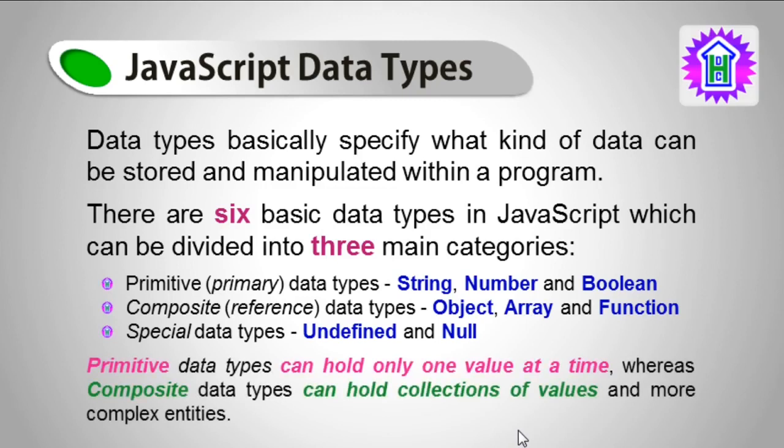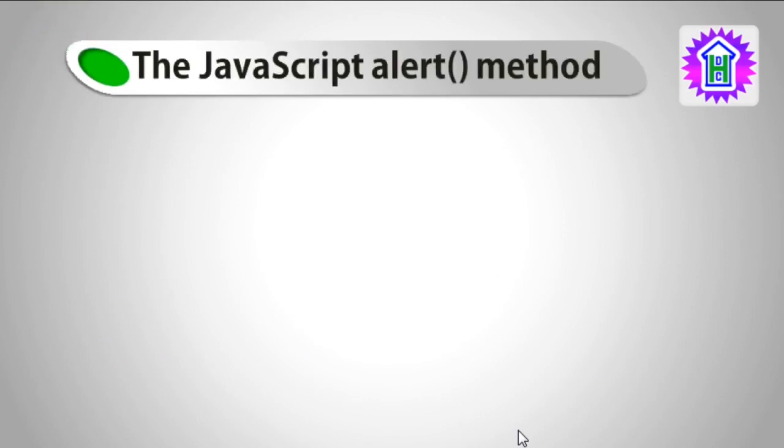Primitive data types can hold only one value at a time, whereas composite data types can hold a collection of values and more complex entries. Now let us do some coding in JavaScript. First, we have to know about the JavaScript alert method.